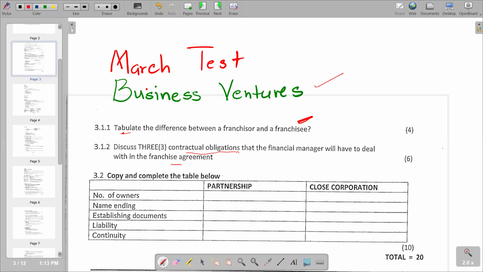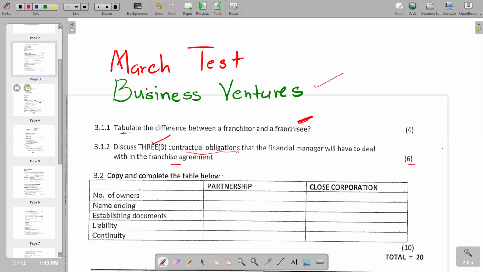Obviously, in a contract we have two parties involved, so we are looking at the terms and conditions that govern the relationship between the two parties. These are exactly what we want to put down according to this question. Remember, our question is asking for three contractual obligations. We have to put down those three, and then you're going to get your 6 marks, which means each one has 2 marks.